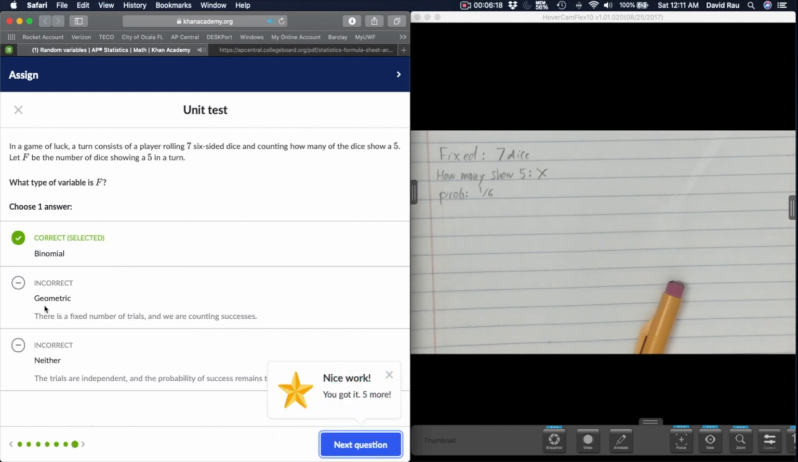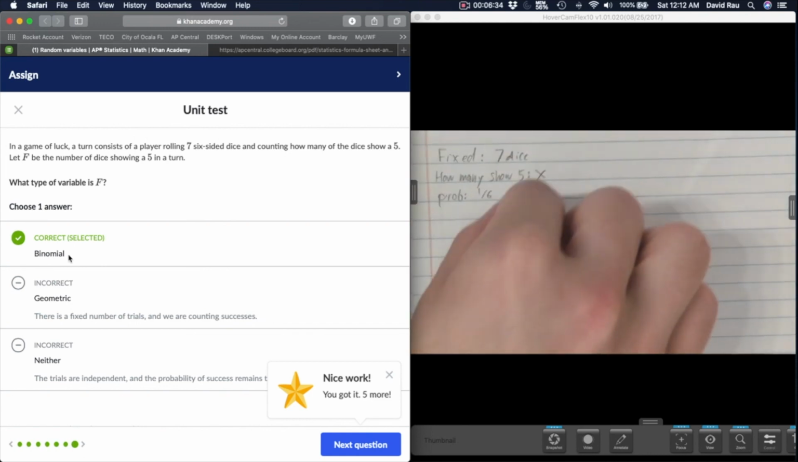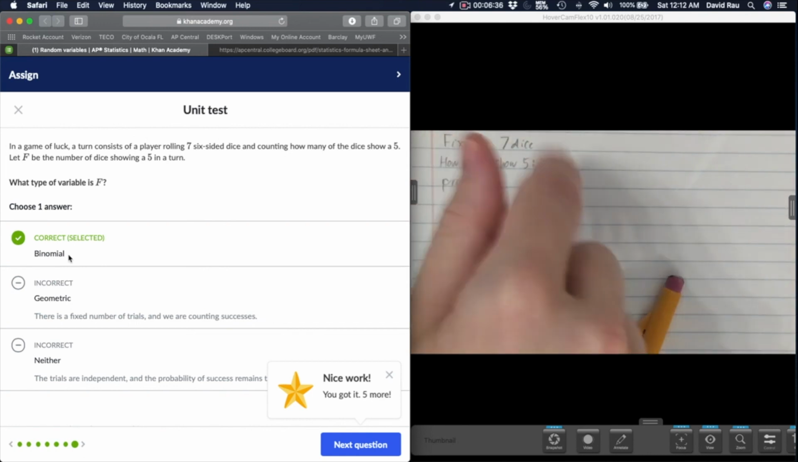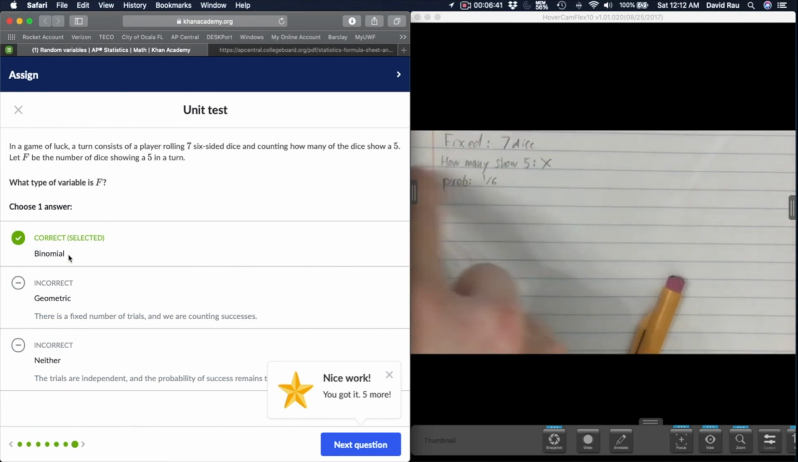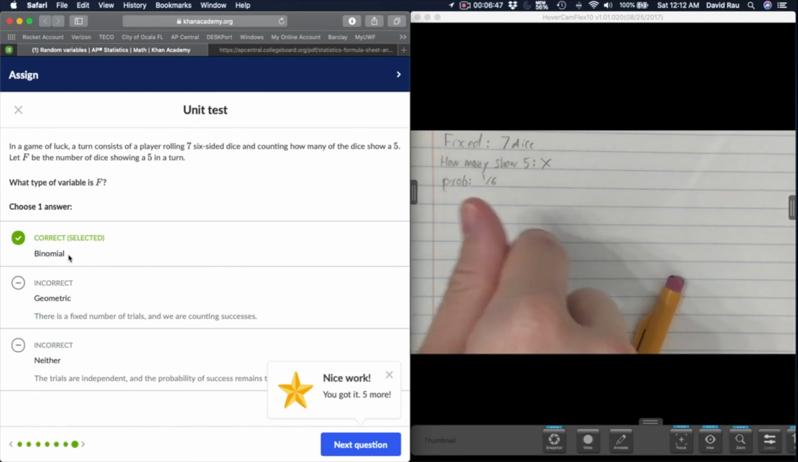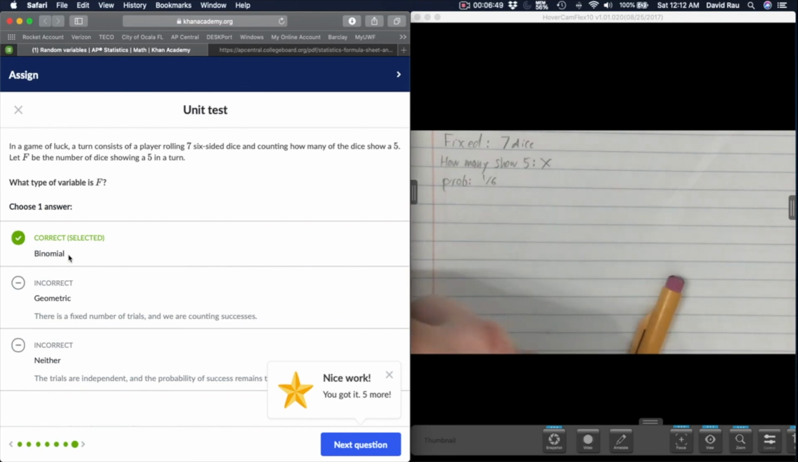Now, if it was geometric, here's what it would say. In a game of luck, a turn consists of rolling the dice until a 5 is shown. So in other words, binomial says you know exactly how many times you're going to do something and how many times a particular event occurred in those fixed amounts. And geometric says how many attempts does it take, or what's the probability that the first time a 5 shows up takes 5 dice rolls or 8 dice rolls. So that's what geometric does. Geometric essentially says how many until the first.